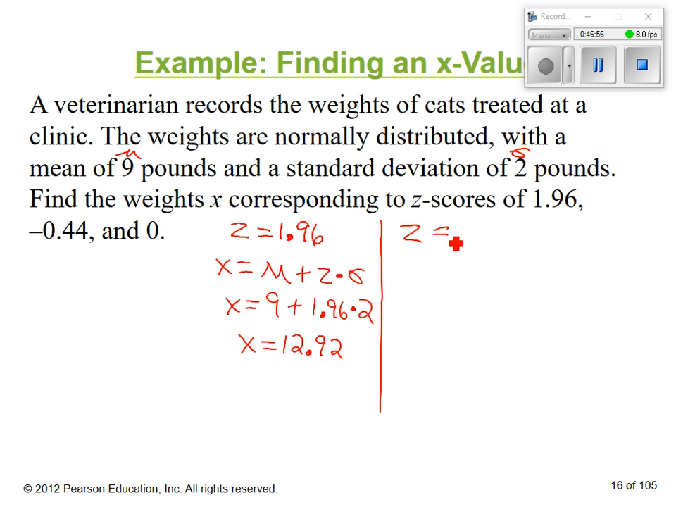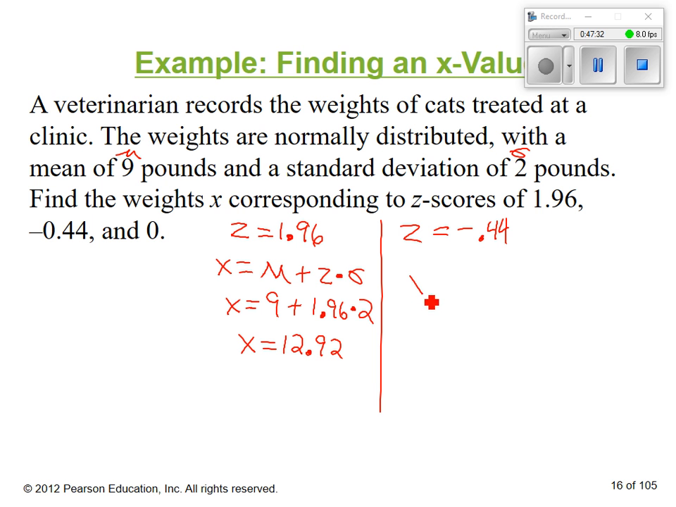Next one, negative 0.44. Could you give me a guesstimate of their weight if the cat's a negative 0.44? 8 pounds? What do you know about it? It's got to be below the mean, so it's going to be a little less than the mean. I'm going to guess 3.8. Is that going to be close? That's going to be way down there. We're pretty close to the mean.